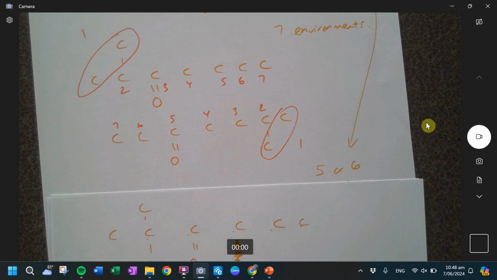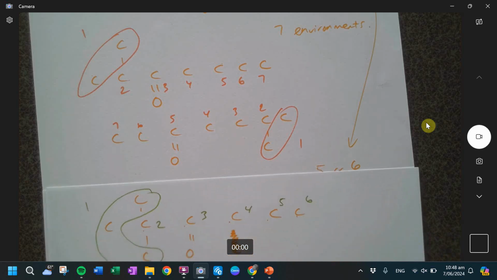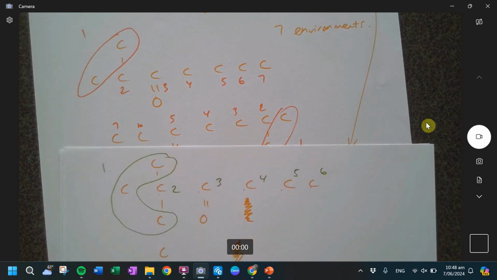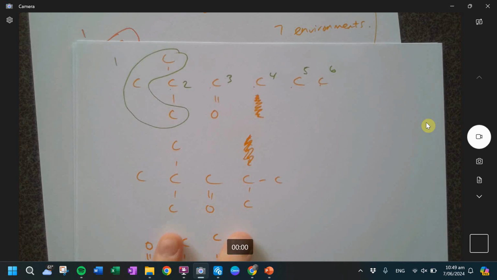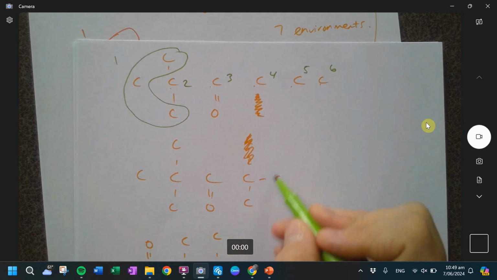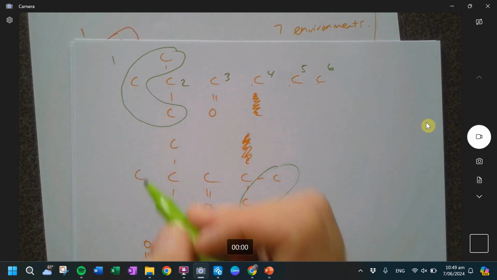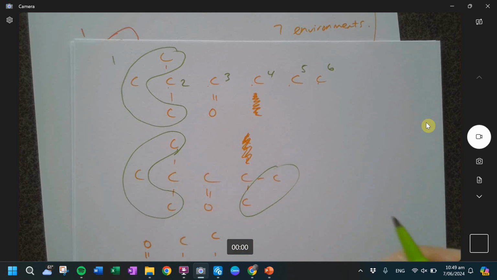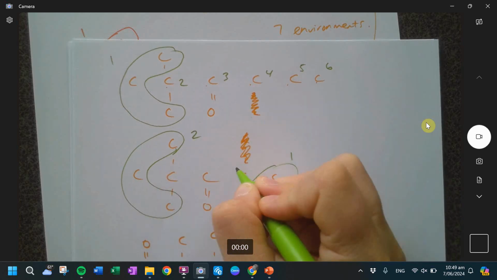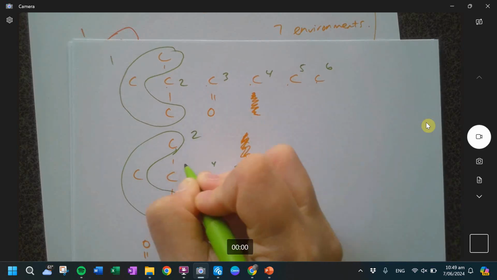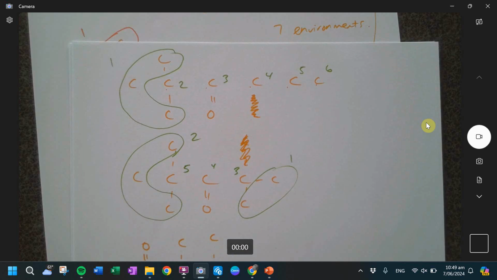Symmetry-wise, these three are exactly the same. So that's 1, 2, 3, 4, 5, 6. So same isomer. Sorry, I should say a structural isomer, but in this case it only has 6 carbon environments. This one over here, these two are the same. These three are the same. So that's 1, 2, 3, 4, 5. That one's 5 carbon environments.